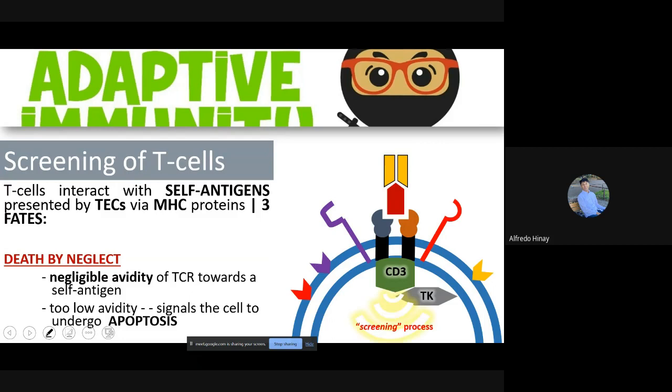Then too low avidity signals the cell to undergo apoptosis. So for example, here, class, you have your TEC. In the TEC, this is its receptor, and this is the antigen. It will present it to the TCR, the T-cell receptor. If the TCR of your lymphocyte has too low avidity, it will not react, class. Low, it will not react.